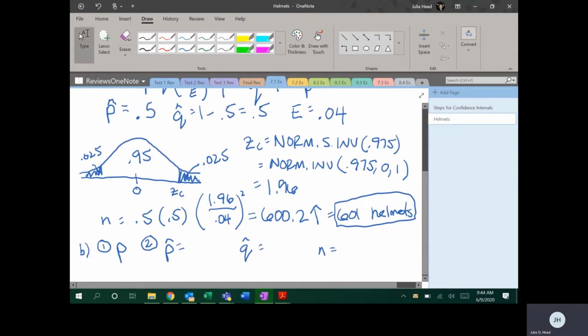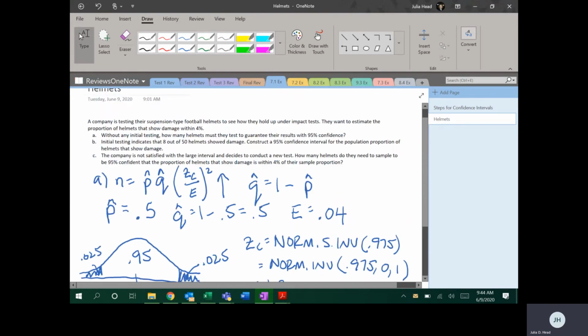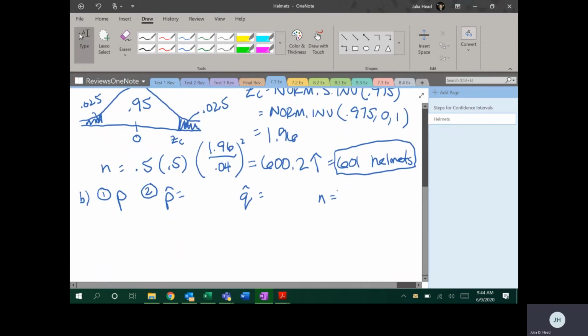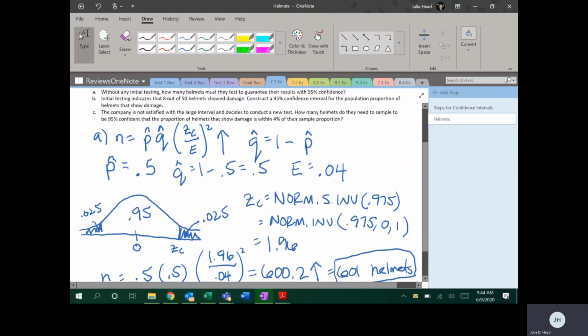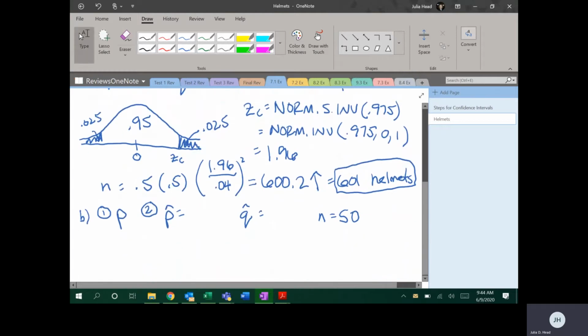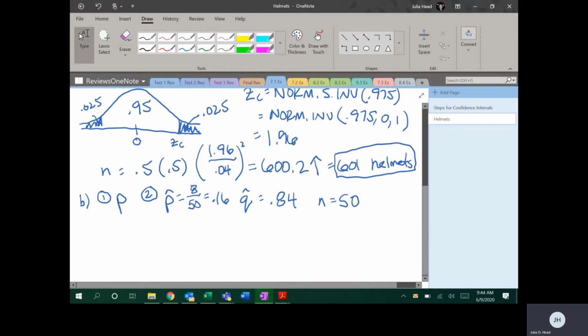I always like to start with n because it should be the easiest usually. In this case, n is 50 because we tested a total of 50 helmets. 8 of those showed damage, so 8 out of 50, which I would suggest you write as a decimal, 0.16. So then q hat would be 0.84, 1 minus 0.16. So those are the statistics that we need for this question.